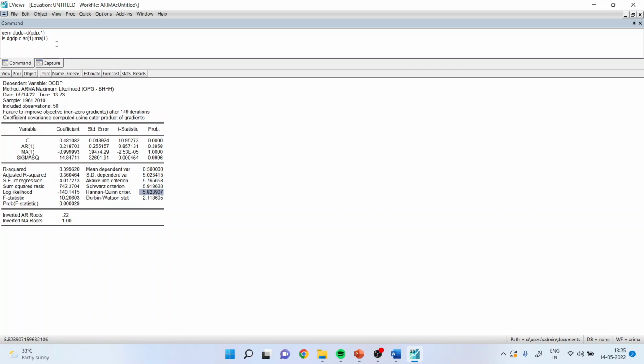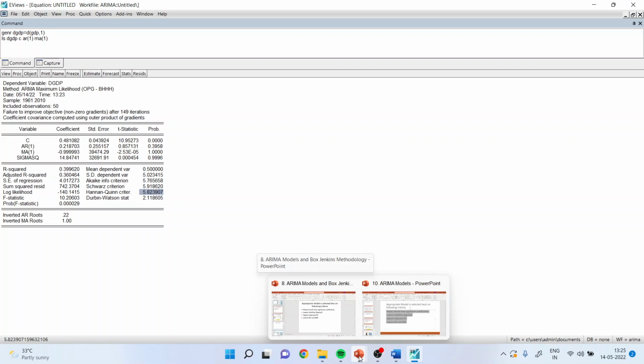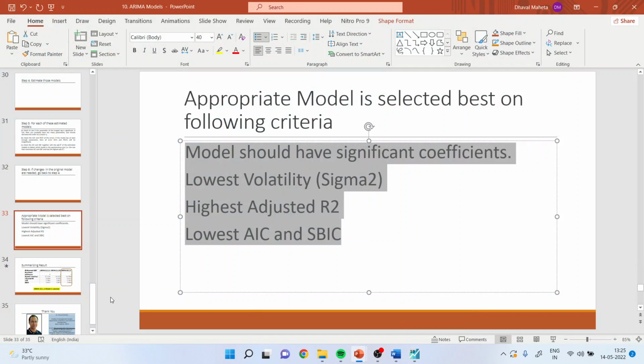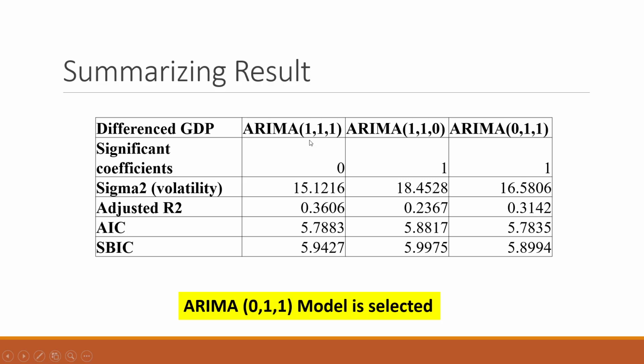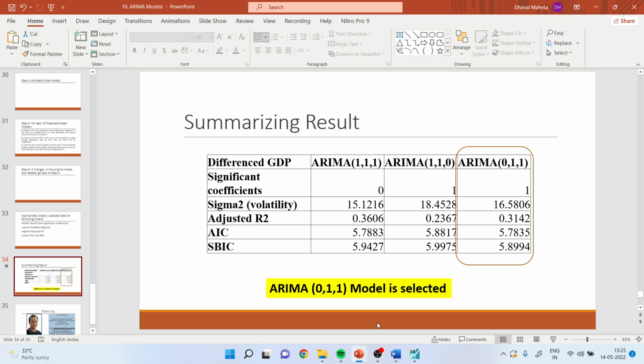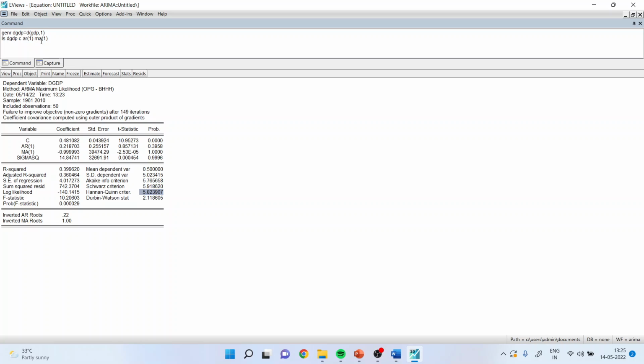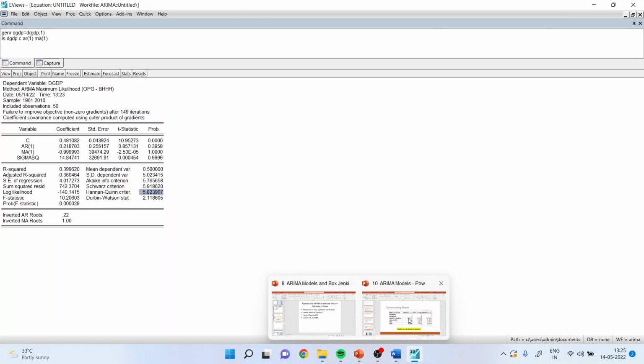Now this is one model which we have estimated, and we will write down all the details related to it here. ARIMA 111. Now why this terminology? Because I have used one AR term, that is Y(t-1), one difference, that is the series is differenced one time, in LDGDP, and one MA term. You can see here I have used AR1, MA1 and differenced one time. I have listed down all the parameters which are necessary for identifying the best model.